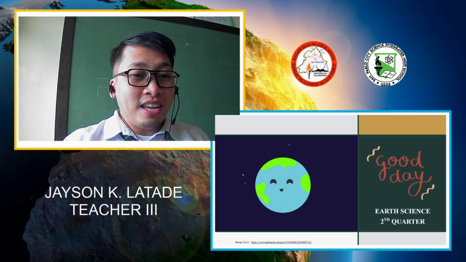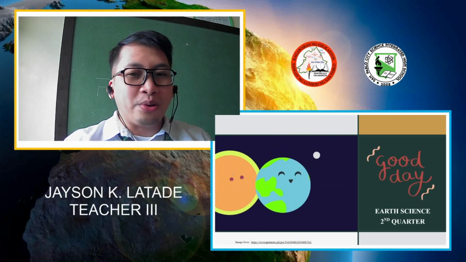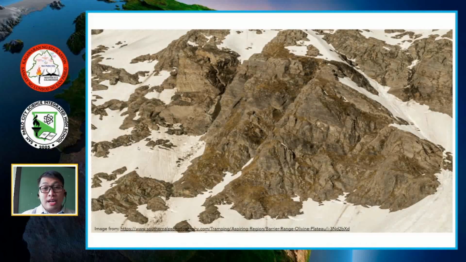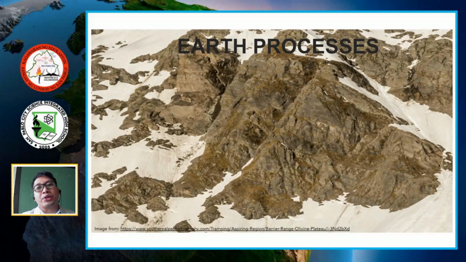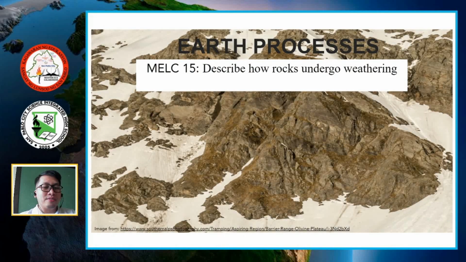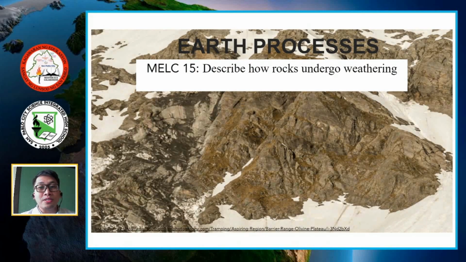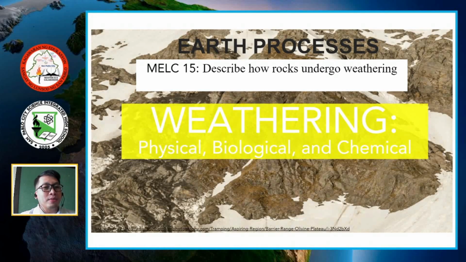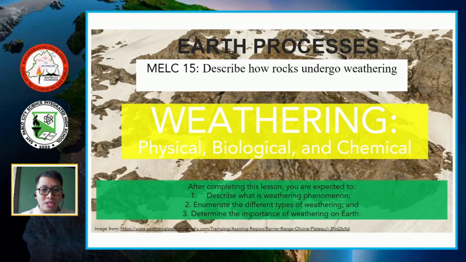So for today, we're going to start our second quarter. The unit that we're going to discuss for our second quarter is what we call the Earth processes. Under this unit, we'll be discussing MELC number 15, or to describe how rocks undergo weathering. With that, the lesson is all about weathering: the physical, biological, and then the chemical weathering. We also have the different specific objectives that we're going to discuss in this video lesson.